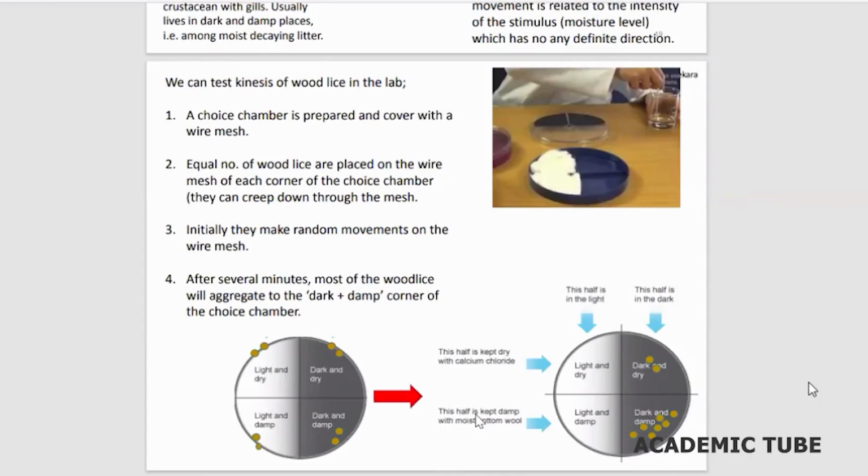This half is kept damp with moist cotton wool. Moist cotton wool. Light and dark, light and damp, dark and damp.